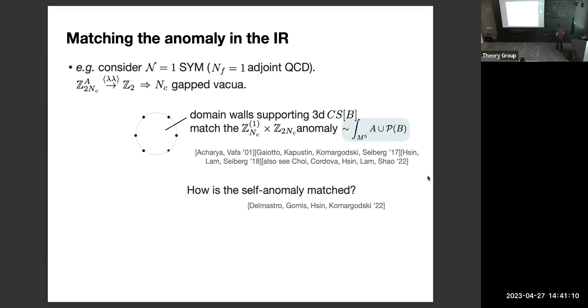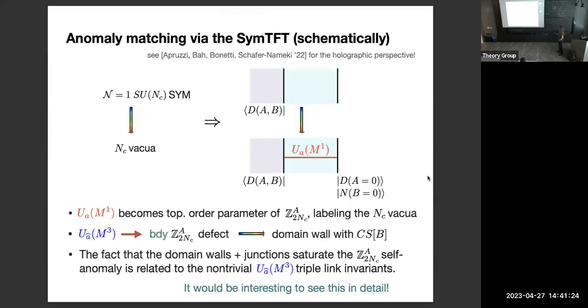And so then you can ask, how is the self anomaly matched? I said there's also this self anomaly of this theory, the cubic zero-form symmetry anomaly. So how is that matched in this picture? And the very simple comment that I'll make is that one way to think about this is in the language of the symmetry TFT. And so I'll make some schematic comments here.